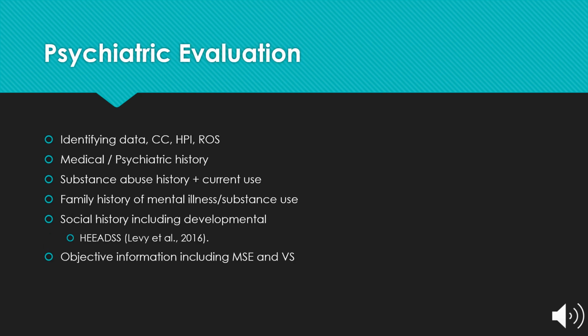Components of the psychiatric evaluation include identifying data, the patient's chief complaint of what they think is going on, the history of present illness, a review of systems provided by the patient, medical and psychiatric history, substance use history, which would include the types of substance that they're using, how often they're using it, etc., family history of mental illness and substance use, social history, and objective information from the mental status exam, including vital signs, and then an assessment and plan will also be done as part of the psych evaluation.